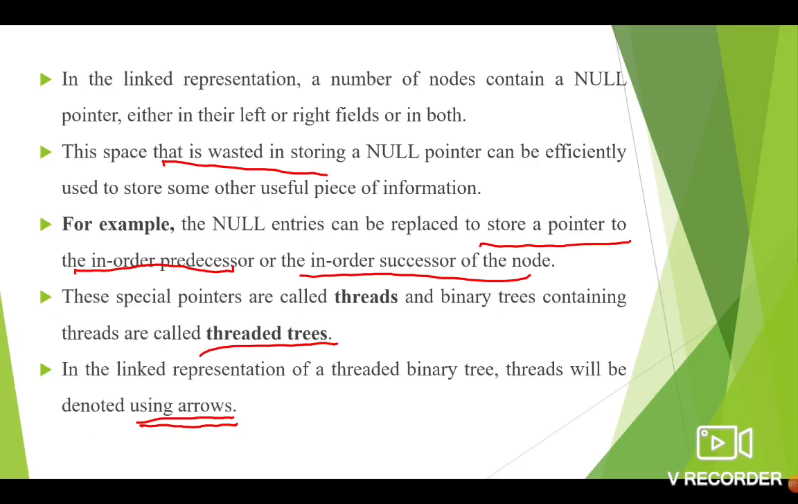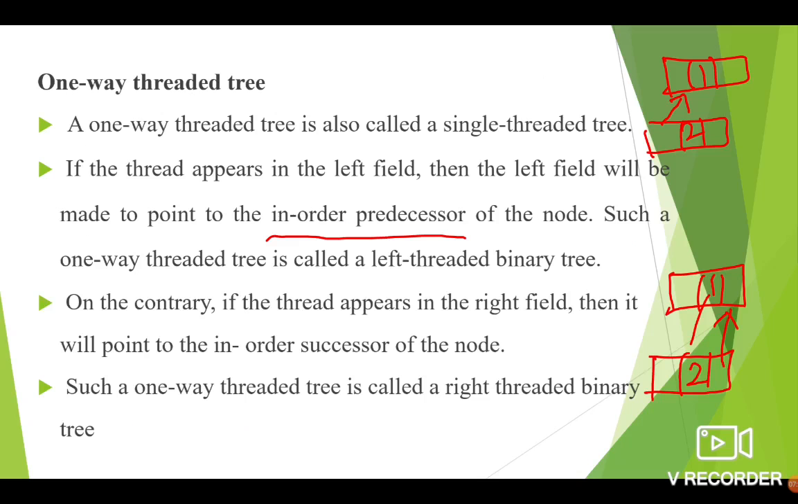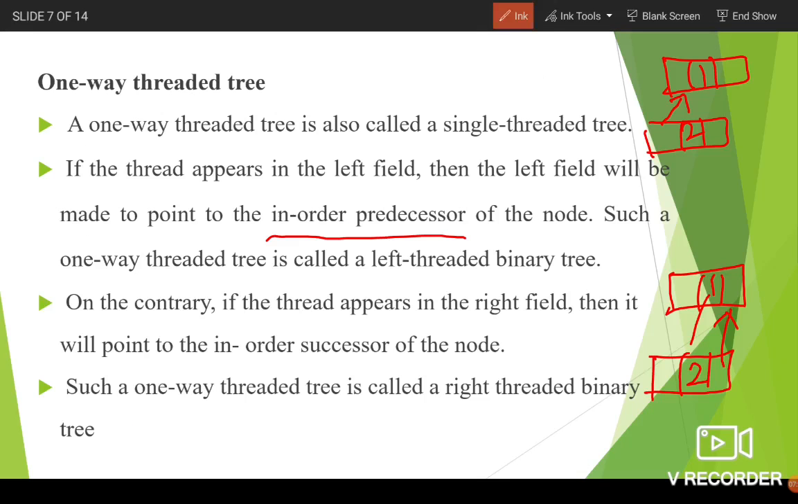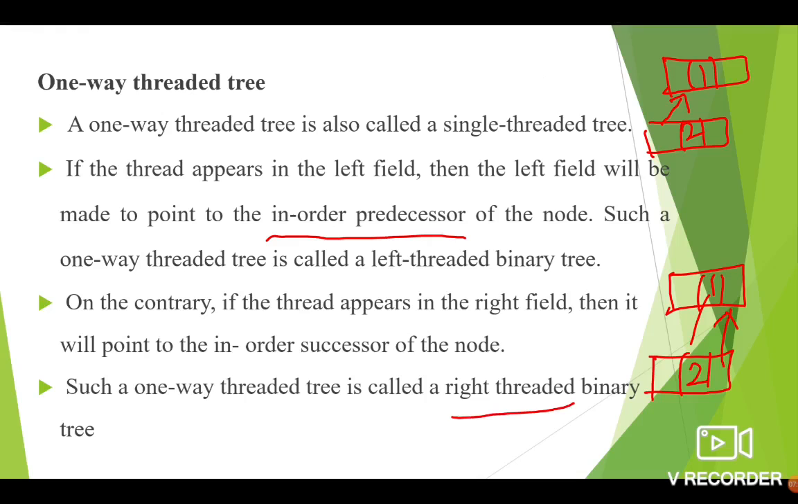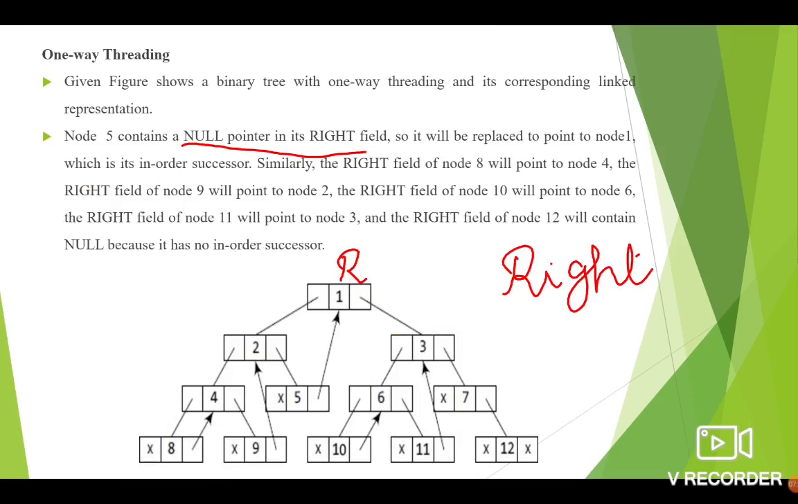Right-threaded binary tree. Because for every node in the right hand side field, you cannot store the null pointer. Instead of storing the null pointer, you can store the address of its in-order successor.